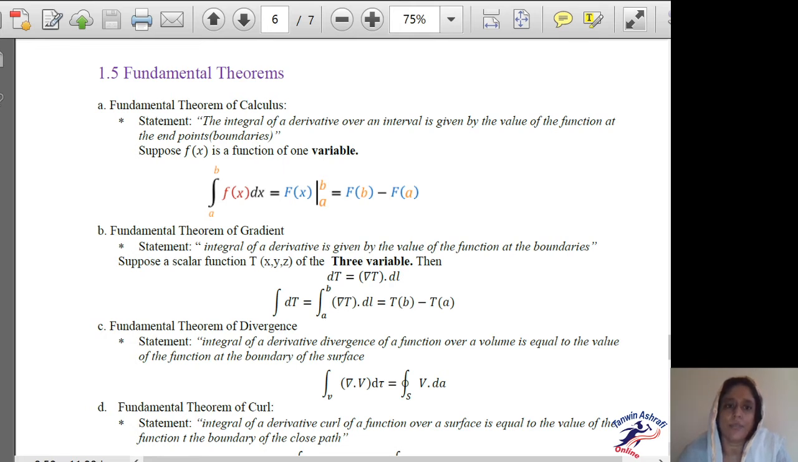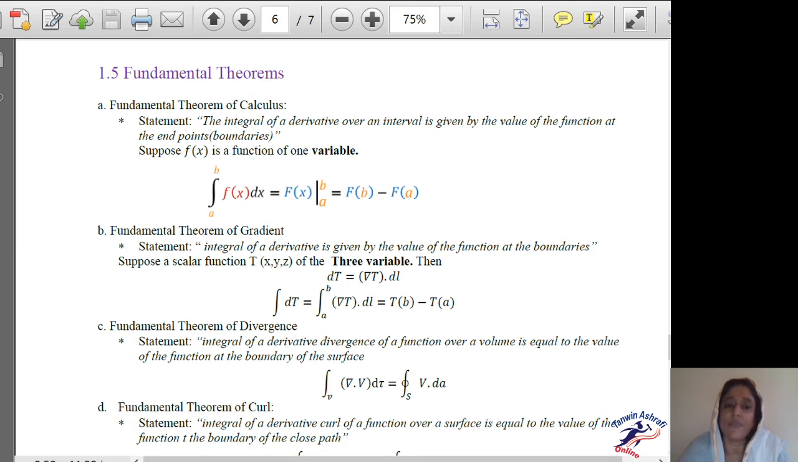Fundamental theorems. Here we are going to see 4 types of fundamental theorems: 1 from calculus, and 3 from divergence, curl and gradient. Now, this calculus theorem is actually not a vector theorem, it's the fundamental theorem of calculus. It states that the integration of a derivative over an interval is given by the value of the function at the end positions, that is the boundaries.